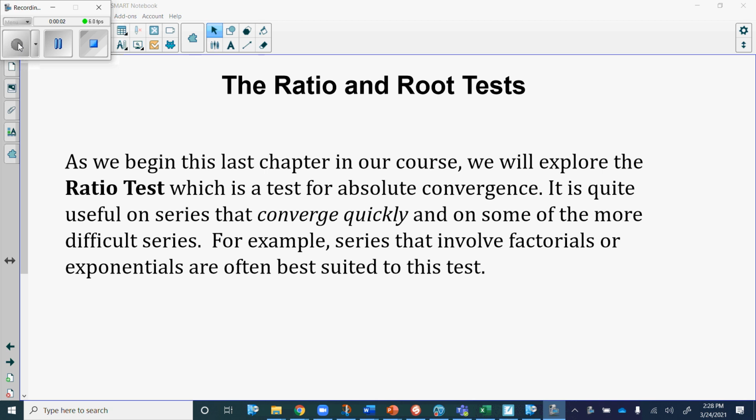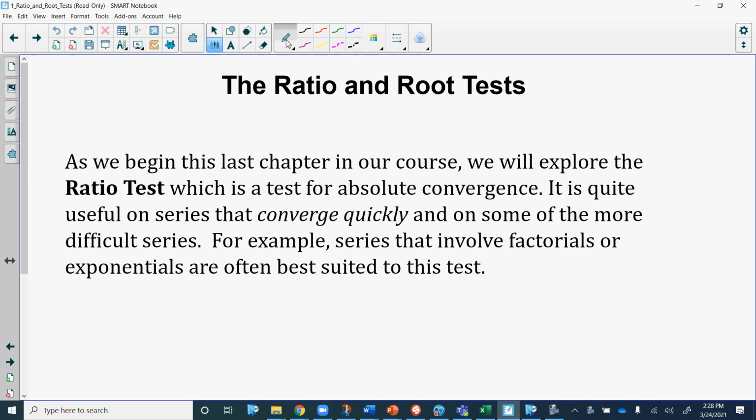Hi everybody, and welcome to my video on the ratio and the roots test. The ratio and the roots test are going to be two types of tests that we can use to check for convergence of a series, and it's going to be a little bit different than some of the other convergence tests that we've been looking at.